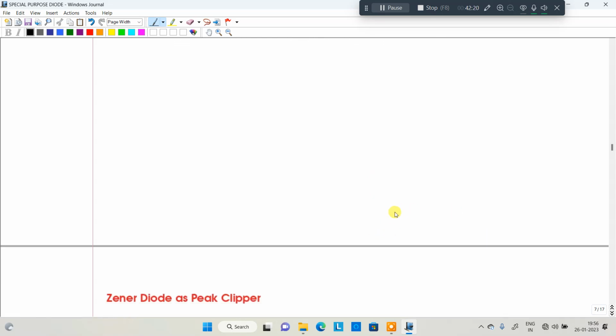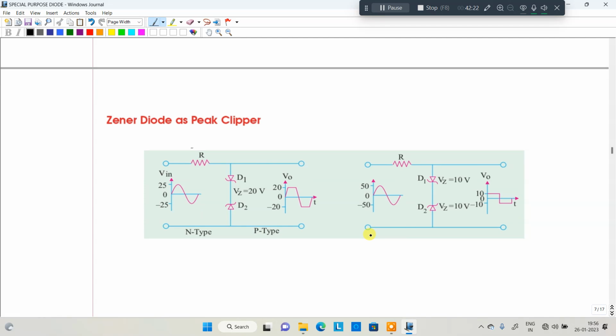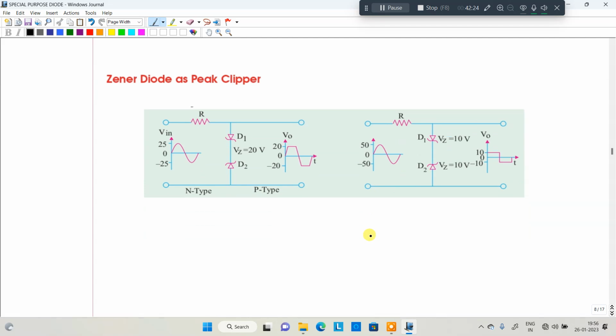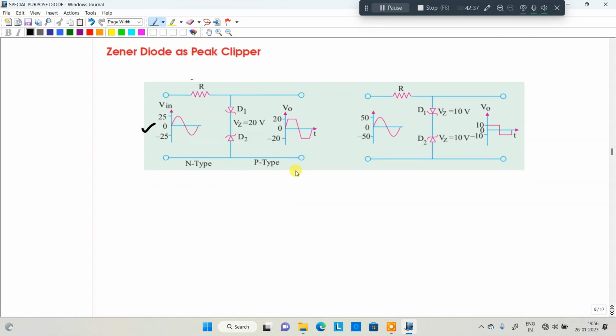Okay. Then we are moving to the next important topic, Zener diode as a peak clipper. We are going to discuss the Zener diode acting as a peak clipper. In this particular diagram, the input connected here is a sine wave. So everyone listen carefully. I will explain some suitable examples. Whenever you connect the positive half cycle, now this diode, positive you connected, negative you connected.